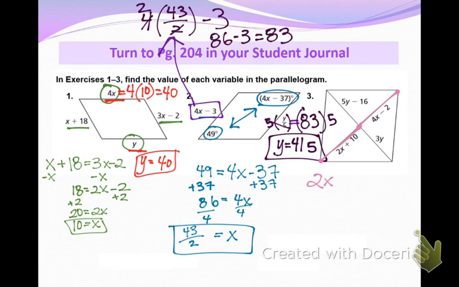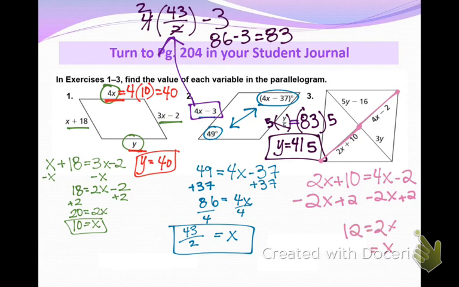So 2x plus 10 equals 4x minus 2. Subtract 2x, add 2. 12 equals 2x, so x equals 6. All right, and then do the same thing with the other diagonal.